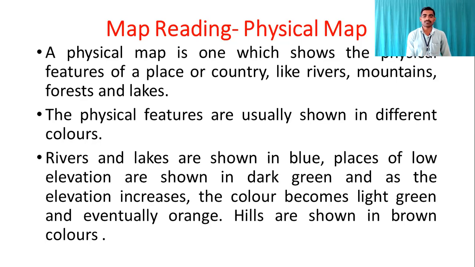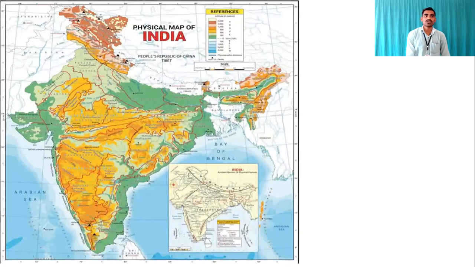Let's read the map with the example of the map of India. There is a map in front of you. You might have seen this map many times. This is a map of physical India, or you can say it is a physical map of India. You have two kinds of maps: one is the political, one is the physical. So this one is the physical map of our India on our screen.